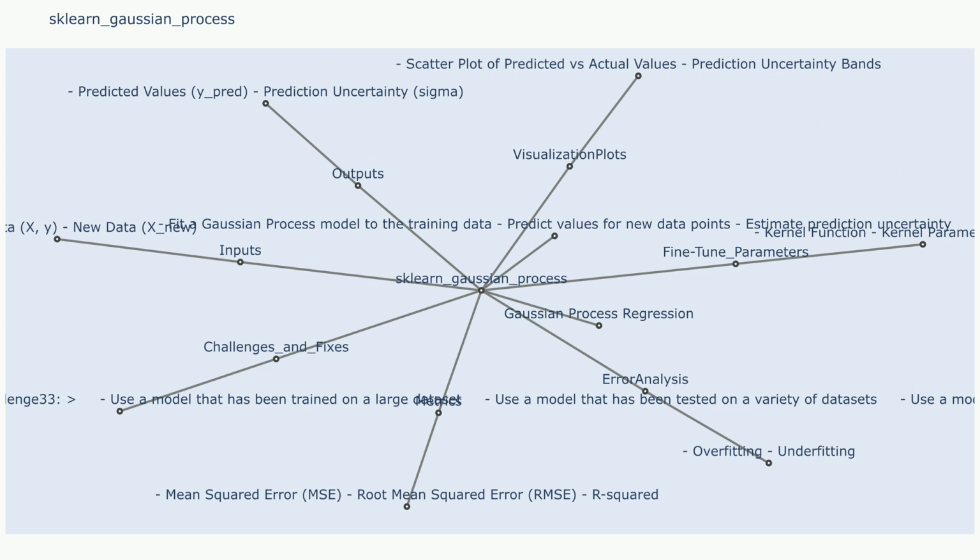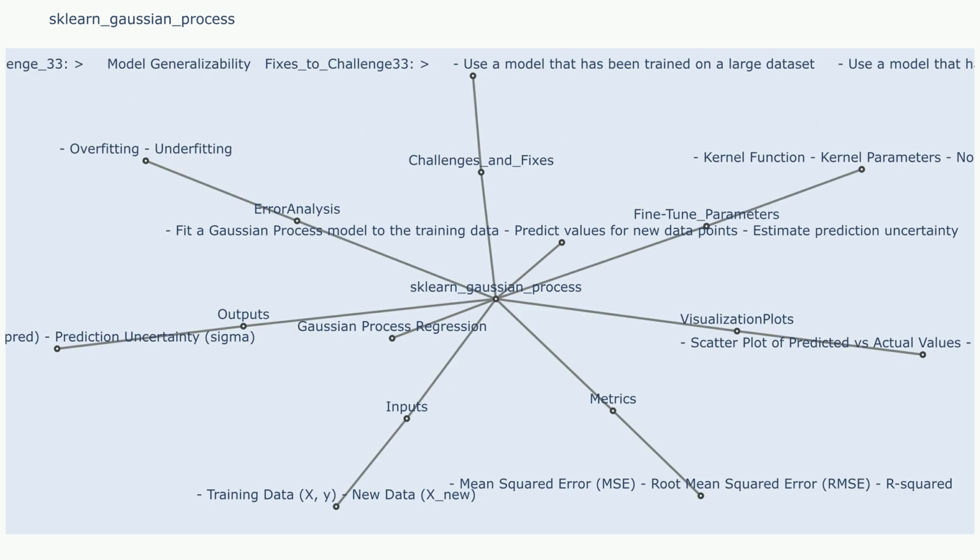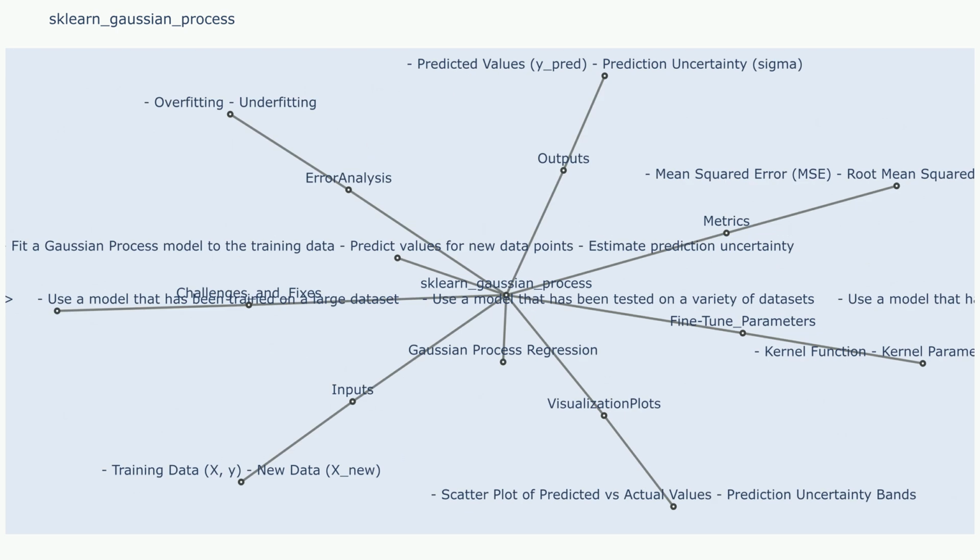Challenge 2: computational complexity for large datasets, making training and prediction time-consuming. Sample use case: when dealing with thousands or millions of data points, training a Gaussian process can be computationally expensive. Fixes. Use approximate inference methods like variational inference or sparse GPs to reduce the computational burden. Leverage parallel processing or GPU acceleration for faster training and prediction.